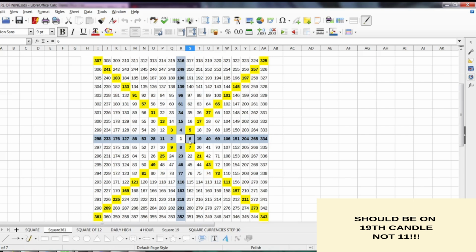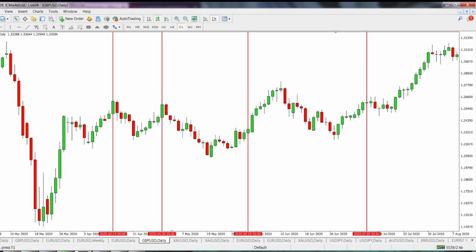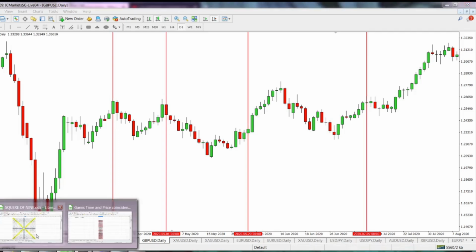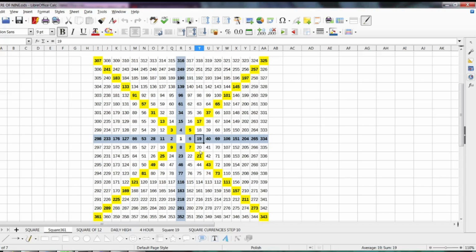So to 6, we have to add 13. Or we can count it straight away. So I got 6, 7, 8, 9, 10, 11, 12, 13, 14, 15, 16, 17, 18, and 19 is over here. Okay. And then calculated further, what is 19 here? So the next one is 40. Let me calculate. Here we go. So the next cycle should be 40, let's call it candles, 40 sessions.